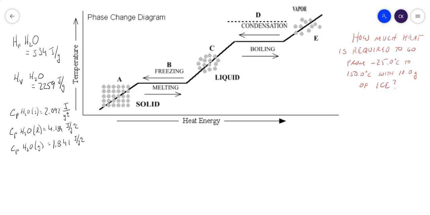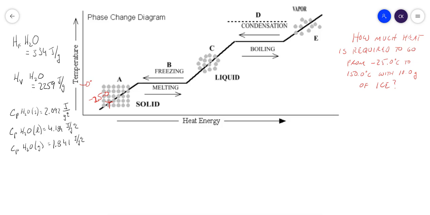Well, the first thing I need to recognize is that if I'm at minus 25, I am below the freezing point. So we're dealing with water. And of course, the freezing point or melting point of water is 0 degrees C. So I'll kind of represent that here. But I'm down here somewhere. I'm going to start at minus 25.